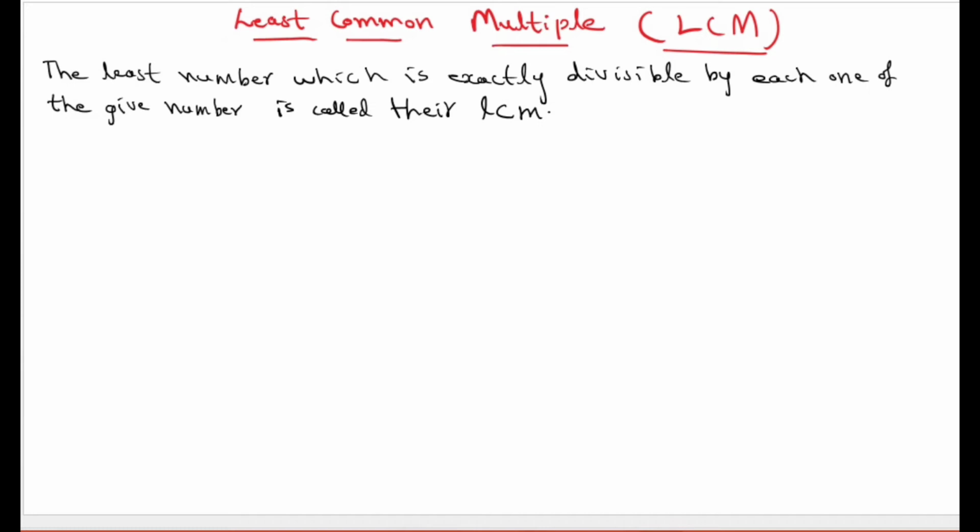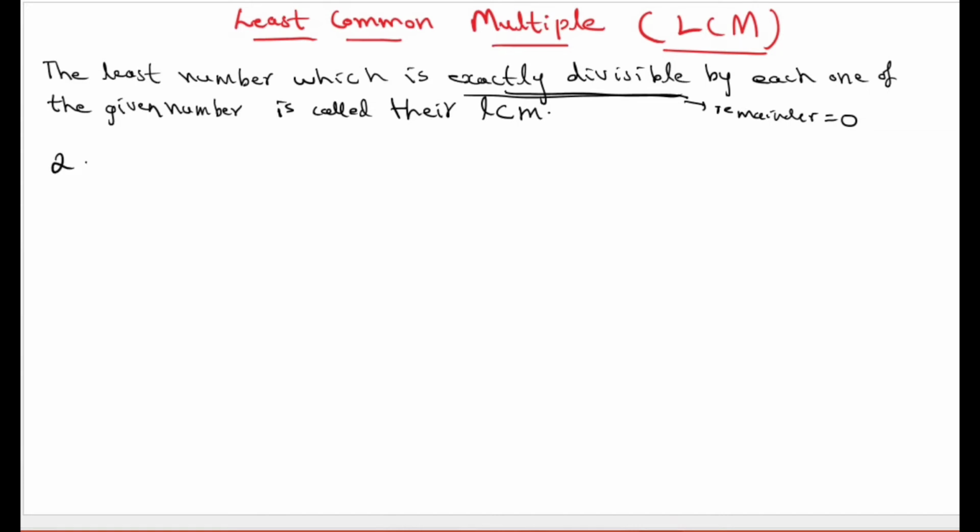LCM is nothing but the least number which is exactly divisible by each one of the given numbers. We call it LCM. What's the meaning of exactly divisible by? Exactly divisible by means remainder equal to 0. Then such a least number is called LCM.